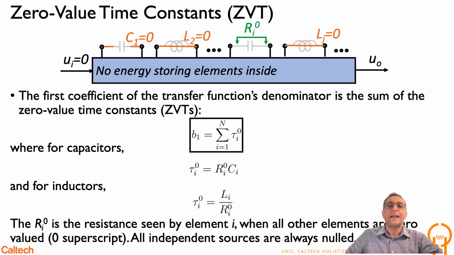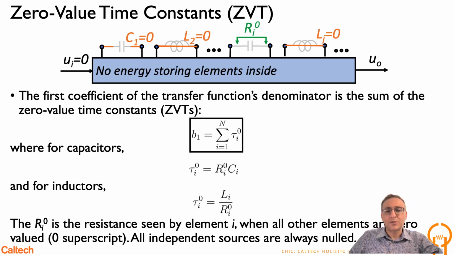etc., etc. For the ith element, this time constant is essentially the element, let's say if there's a capacitor, the capacitor times the resistance seen by element i, hence the subscript i. Subscript is the index of the element in question, when all other elements are zero valued. Basically, a 0 up there means that nobody's infinite valued. So everyone else is zero valued, which means that for capacitors, they're open circuit, for inductors, they're short circuit, as shown here. And if it were an inductor, similarly, it would be basically Li divided by that resistor. But other than that, it would be very similar.